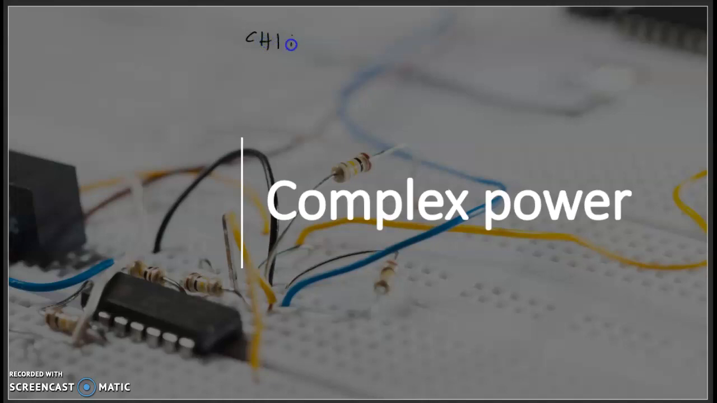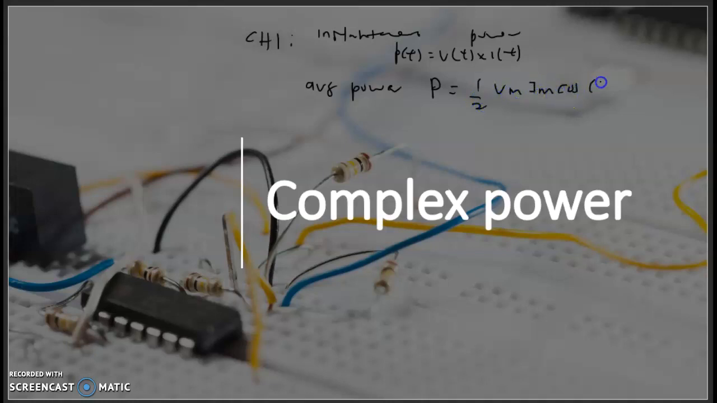So the video that you learned before is about the instantaneous power, that is p(t) is equal to v(t) multiplied by i(t), right? And from this instantaneous power, you're going to get what we call average power, that is P is equal to half Vm Im cosine (theta V minus theta I).